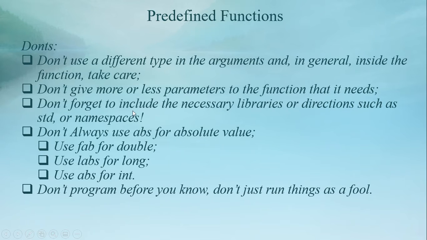Don't forget to include the necessary libraries or directives, because if you don't, your program is not going to work. We have std or namespaces. Don't always use abs for absolute value: use fabs for double, labs for long, and abs for int.